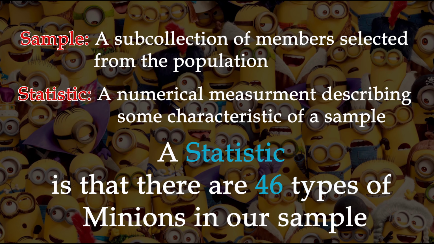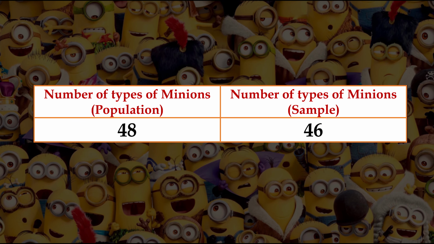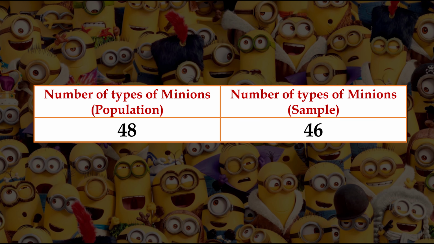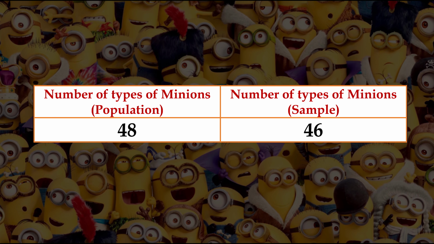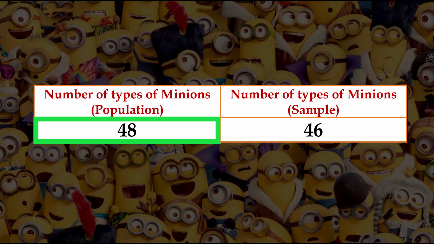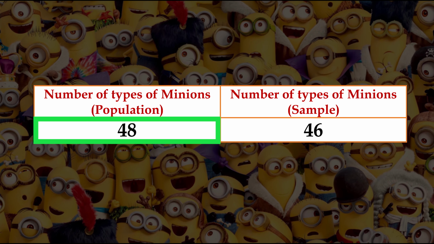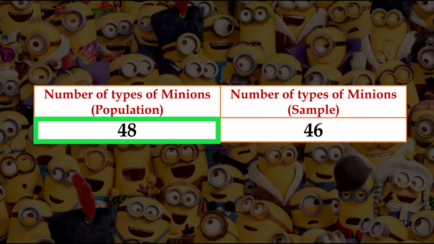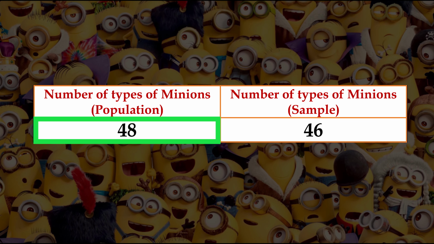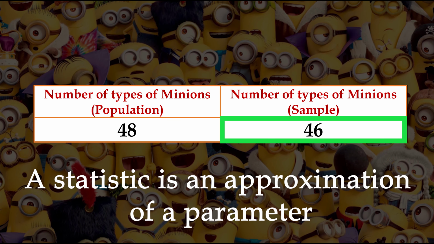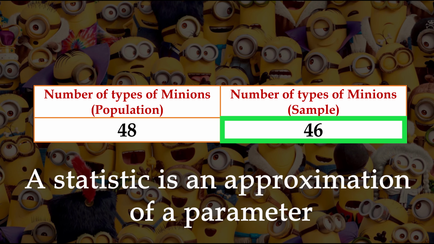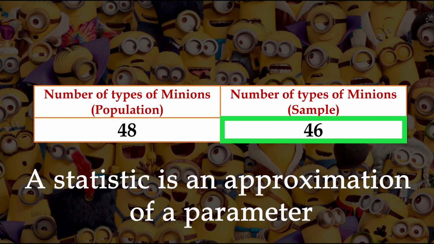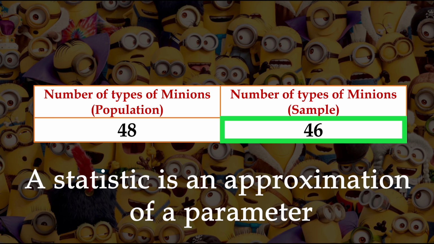Last thing I want to mention is notice how the number of types of minions are different between the population and the sample results. The parameter is always the true answer. So there are indeed 48 variations of minions in existence. But what the statistic does is approximate the parameter. So our statistic can get very close or even equal our parameter given a large enough and a good enough sample.